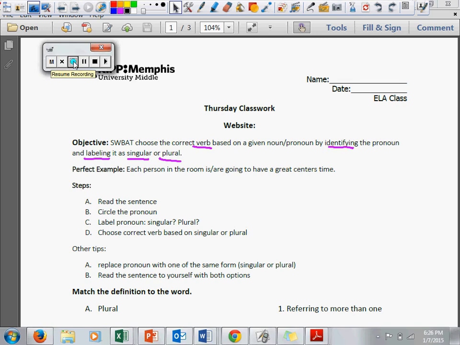All right, so you'll notice that I underlined verb, identifying, labeling, singular, or plural. The reason I underlined verb is that's what we're going to be choosing. The reason I underlined identifying is because that's going to be one of our steps, identify the pronoun, and also label it singular and plural. We worked on that yesterday. This is sort of just building off of yesterday, and we're going to take it even further tomorrow.